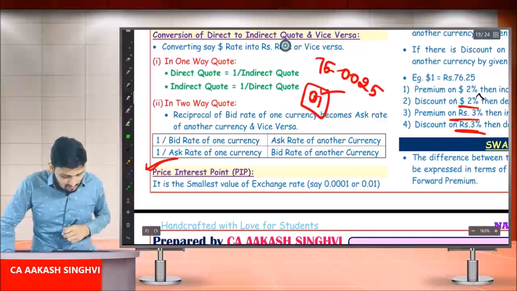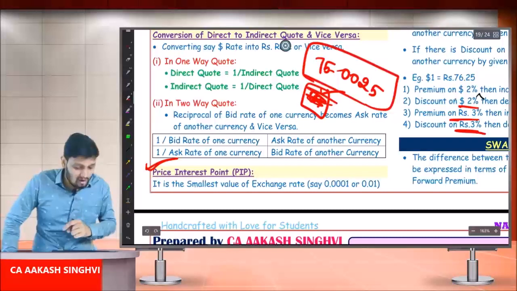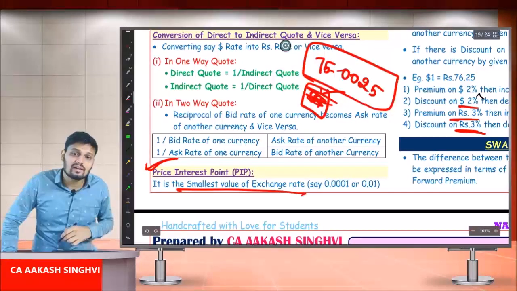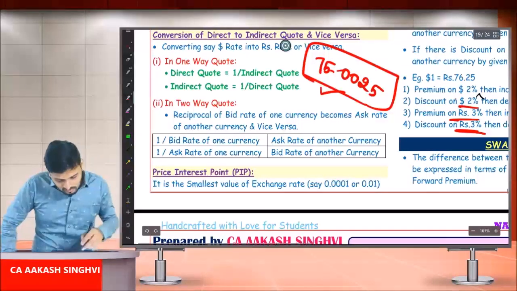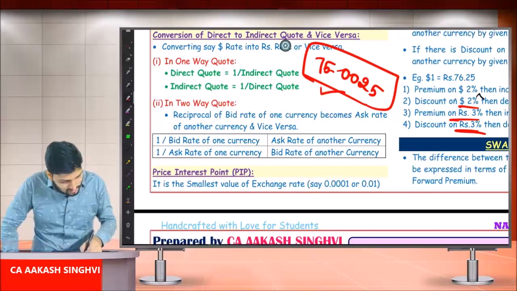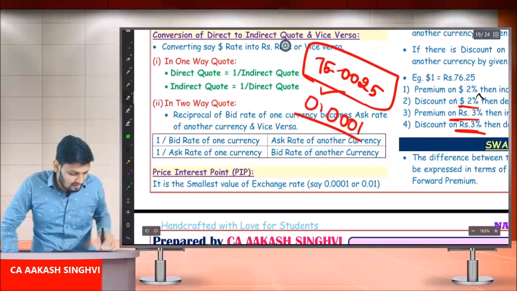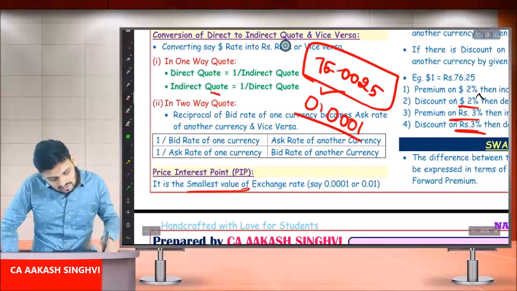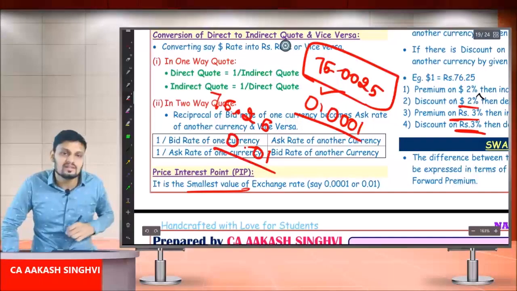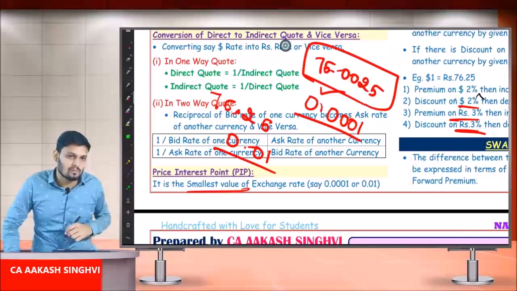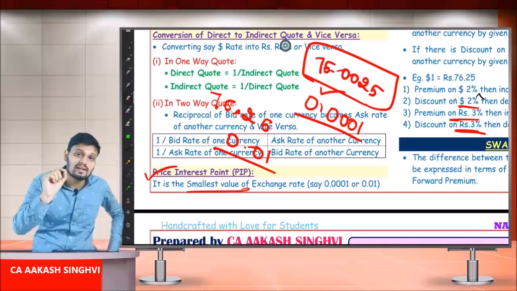So in this case, what is the smallest value of exchange rate? Can anyone tell me? I will come to that question. What does decrease in quantity mean? The smallest quantity here will be 0.0001, right? For example, 75.25. What is the smallest value here? 0.01 is the smallest value, right? Here the smallest value is 0.01. So this is PIP. The smallest value of exchange rate is known as price interest point.